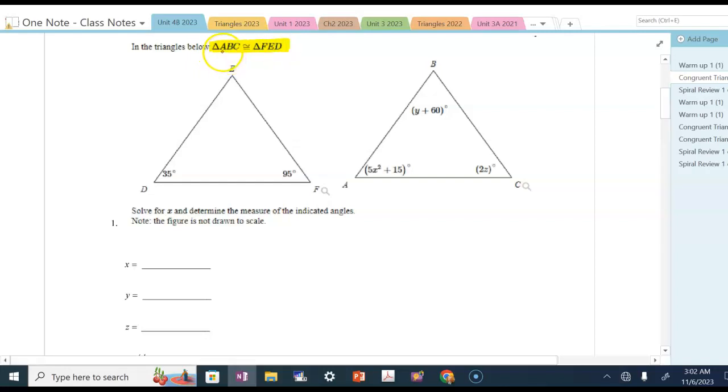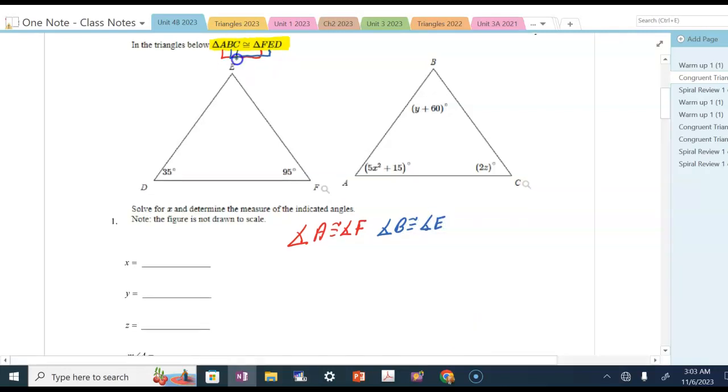So we learned that the first letter goes with the first letter, which tells me angle A is congruent to angle F. We know the second letter goes with the second letter, so angle B is congruent to angle E. And we know the third letter goes with the third letter, so angle C is congruent to angle D. So the first step is always to use the congruent statement.